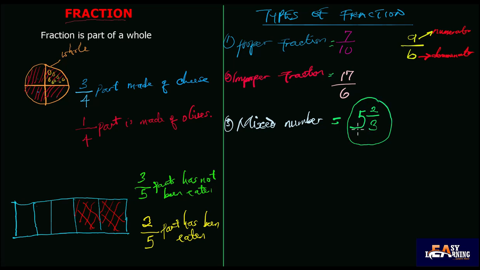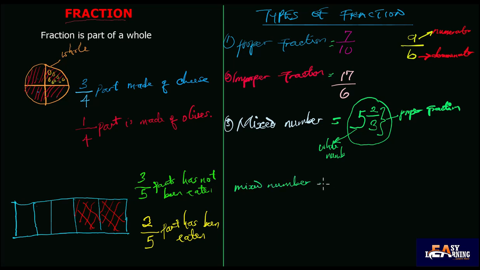Why? Because look at it here. This 5 is what we call the whole number, and our 2 over 3 is the proper fraction part. So a mixed number has two parts: the whole number part and the proper fraction part. The fraction part of it must be a proper fraction.